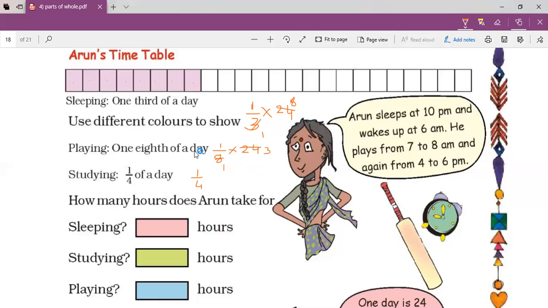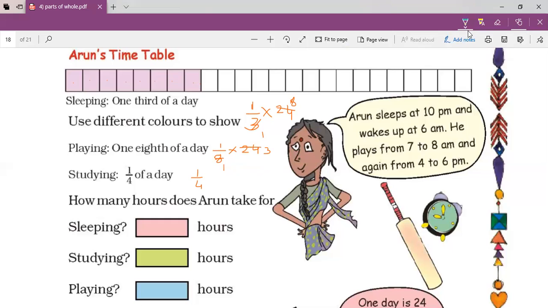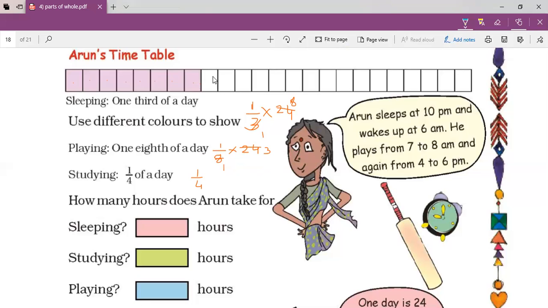Which color did they ask us to use for playing? Blue color. So what we will do is take the blue color and color that bar in blue. Use a bigger marker. So this is the blue color. How many parts do we have to color in blue? 3 parts.